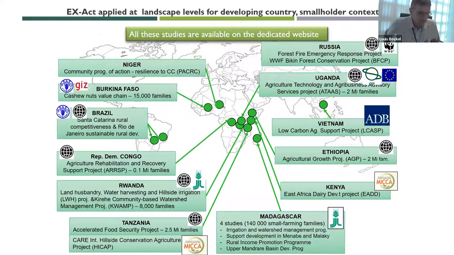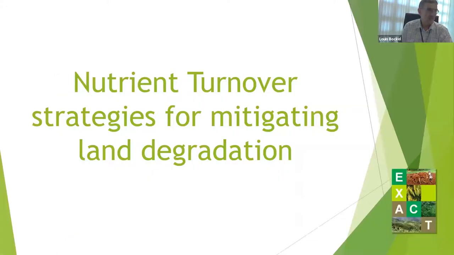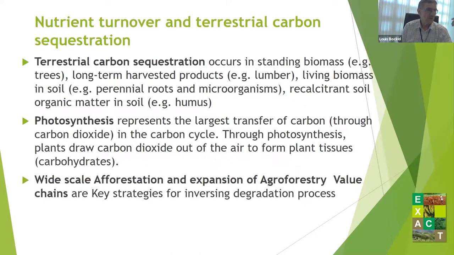So now we have a series of studies which are also available on the web of EXACT. I won't go into detail on this. My third part is on nutrient turnover strategy for mitigating land degradation. What has come out from what we have seen is that one of the most promising ways to mitigate climate change is through agriculture and landscape climate solutions.